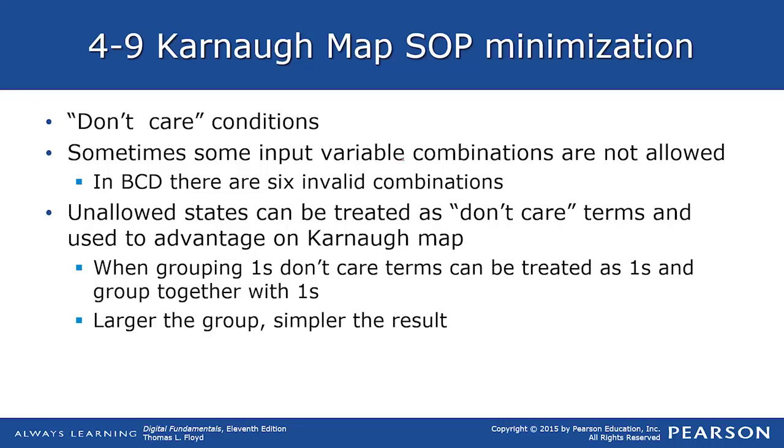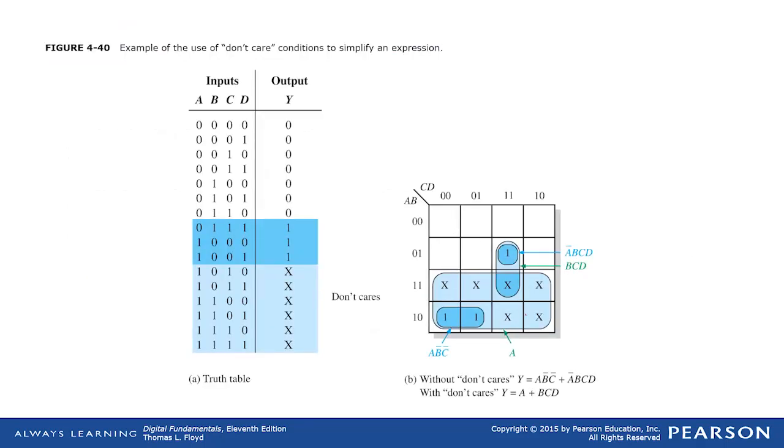Okay, so another example is SOP for the BCD, right? If you remember the binary coded decimal, with binary coded decimal we have some invalid values. We have 6 invalid values. In that case, the invalid values are called the don't care terms. So these are the invalid values in case of the BCD, and we just fill them up with x's.